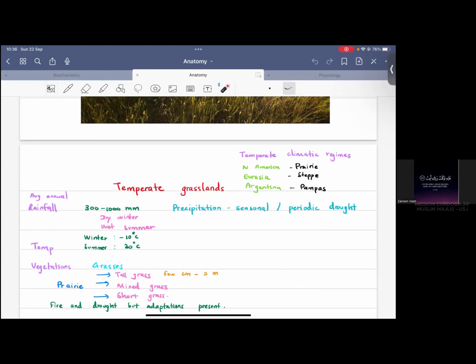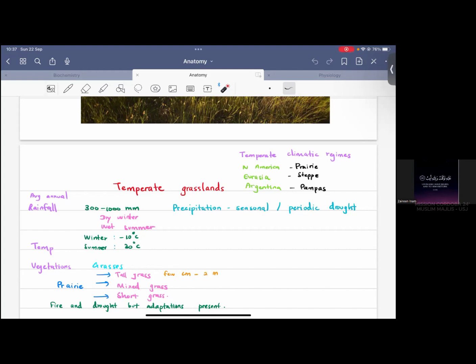They have an average annual rainfall of 300 to 1000 millimeter. They have dry winter and wet summer. Before this, you had rainy winters and dry summer. So what is dry winter? It is the winter season, but you can feel dryness everywhere.